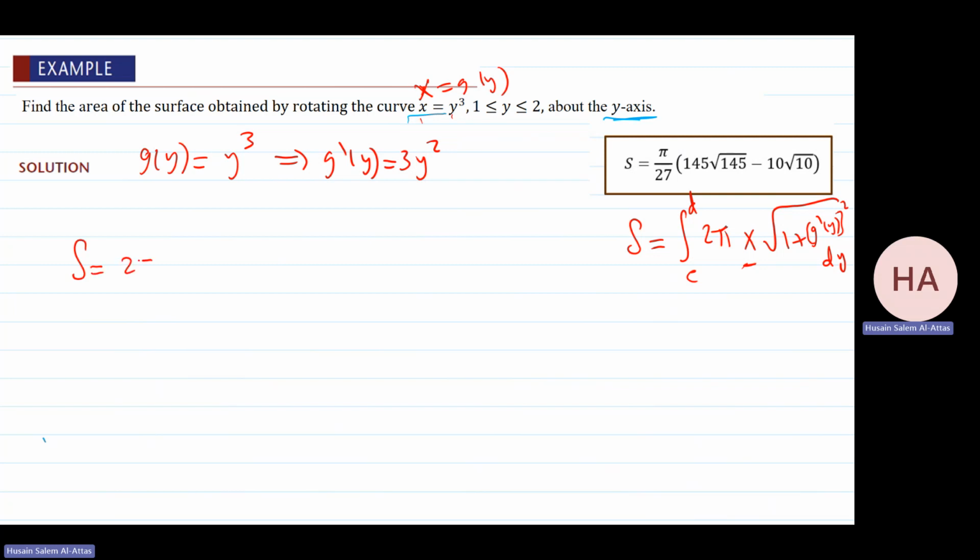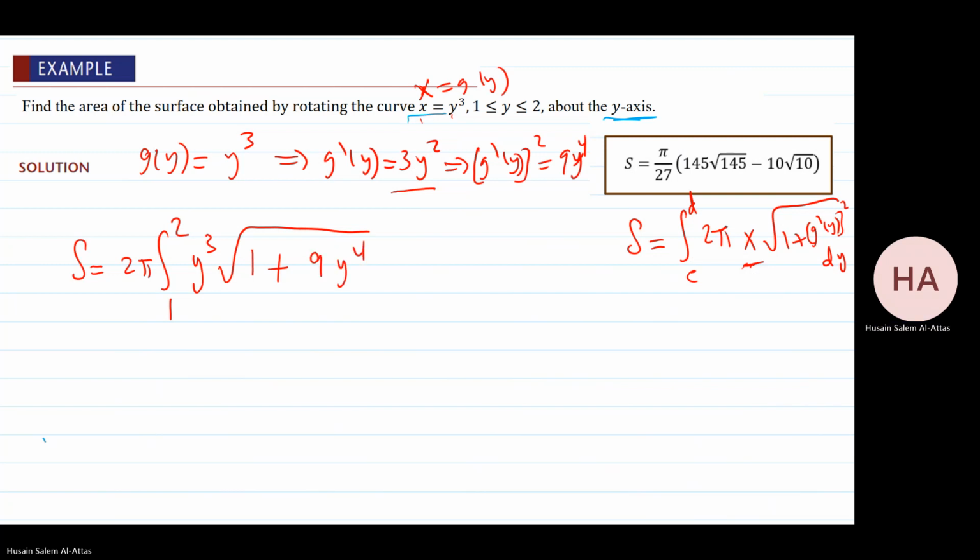So S will be 2π integral from 1 to 2, x, which is y cubed, square root 1 plus this squared, which is 9y to the power 4, dy. Now, very clear, if I let u equal 1 plus 9y to the power 4, du will be what? 36 y cubed dy. So I need 36 and I divide by 36. That's what we did here. So that will be what? π over 18.